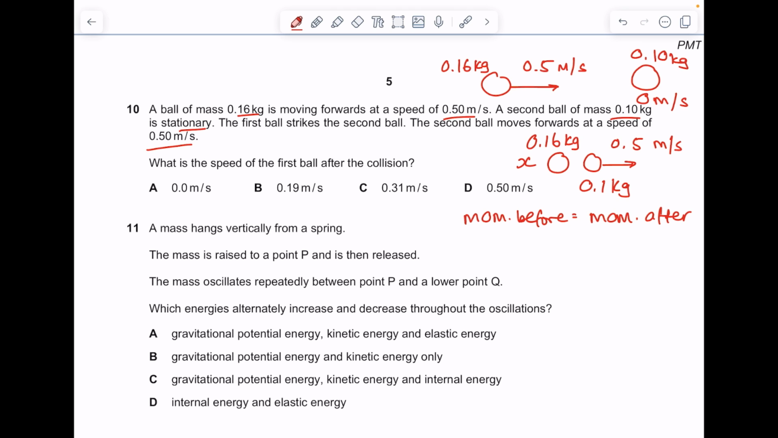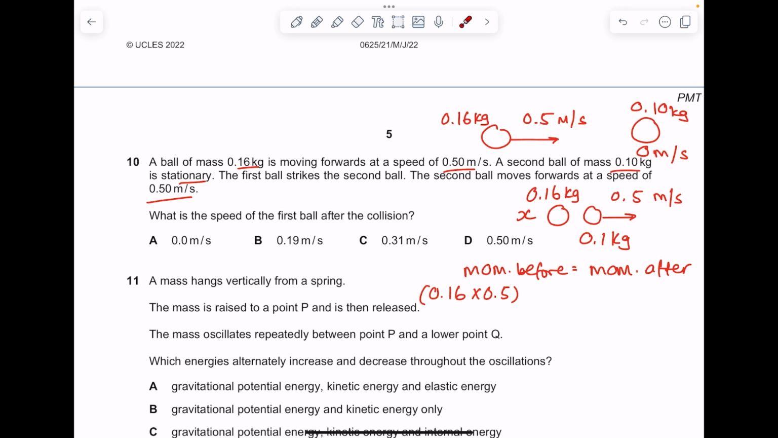So the momentum before is the mass of the first ball times its speed, plus the mass of the second ball times its speed. But look, you're multiplying 0.1 by 0, which means it equals 0. So what's the momentum after? Well, it's the mass of the second ball times its speed, plus the mass of the first ball times its speed. And that's the x value we're after.